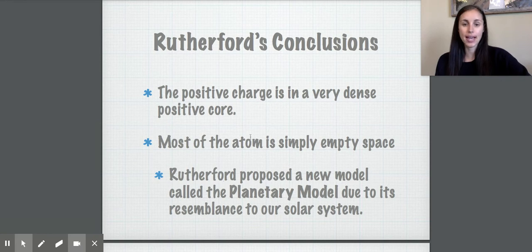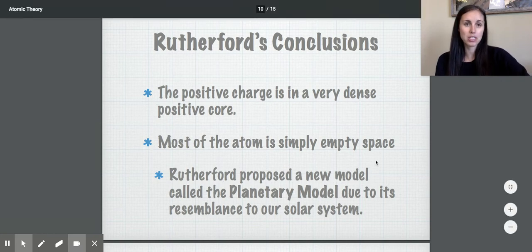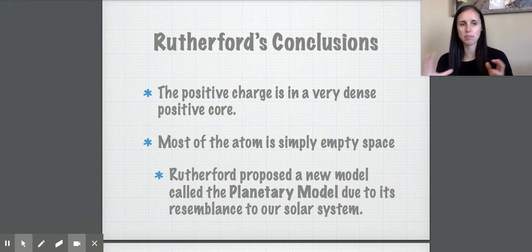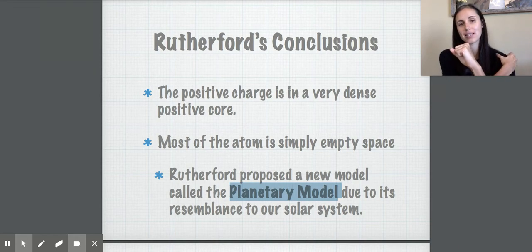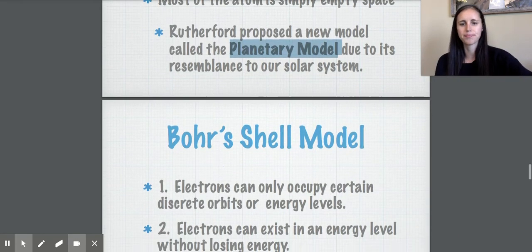So he said that yes, the atom is mostly still empty space. Most of the time it's empty space floating around, but it's got a positive core in the middle. He called this the planetary model. So he called this a planetary model because you have a positive core with a bunch of stuff orbiting on the outside. He said it must look like our solar system. So the planetary model, picture the very dense positive core to be the sun and everything else floating around it to be the other planets.